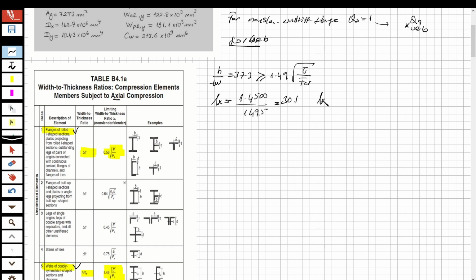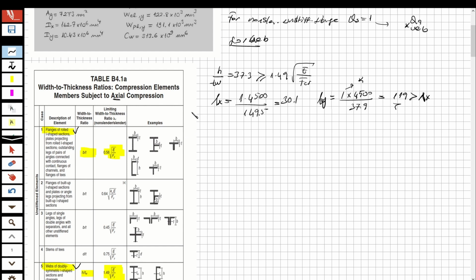For y, K is 1, this is the value of k, times 4,500, over the radius of gyration at y, which is 37.9, and this is equal to 119. This is greater than the slenderness ratio at x, so we are going to use this one.